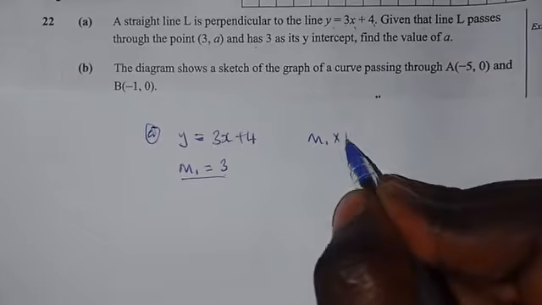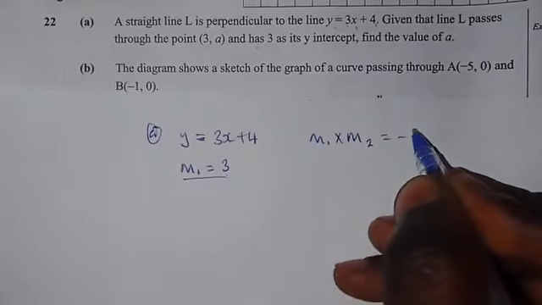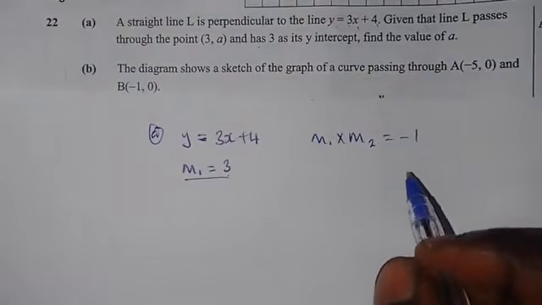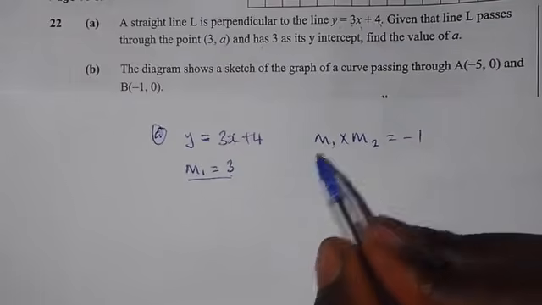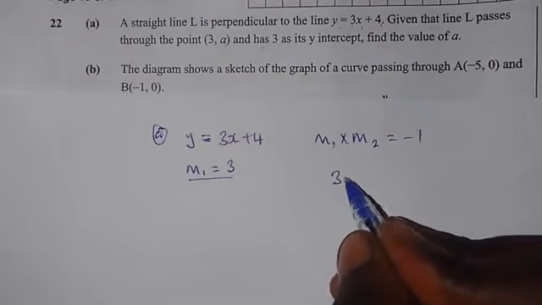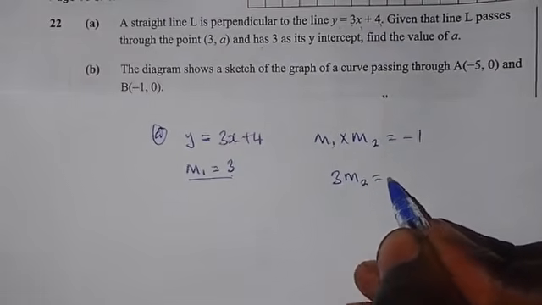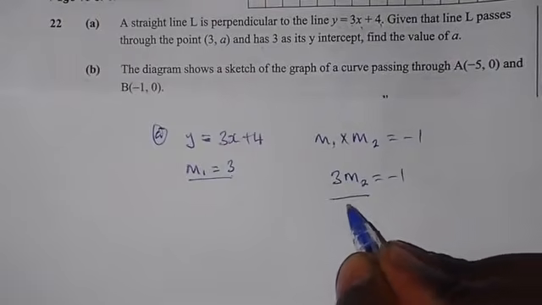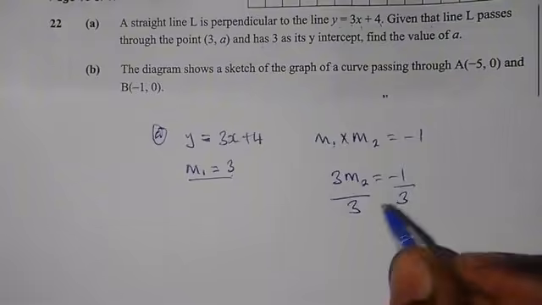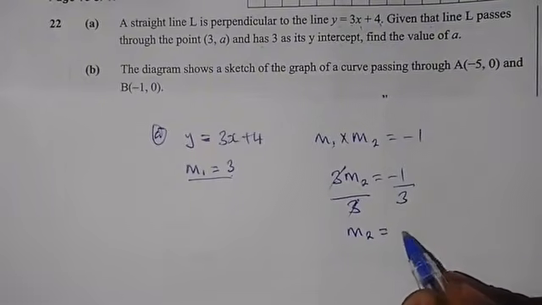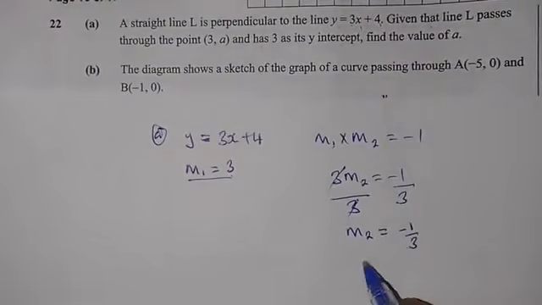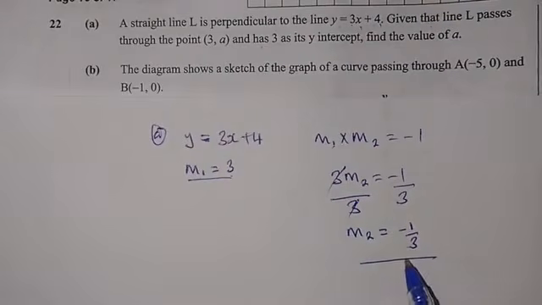m1 times m2 is equal to negative 1. This is how we find the gradient of the perpendicular line. So gradient 1 is 3. So I'm going to have 3 times m2 is equal to negative 1. So we divide by 3. Even here we divide by 3. So this and this will cancel, and we remain with m2 is equal to negative 1 over 3. So this is the gradient of line L, which is perpendicular.